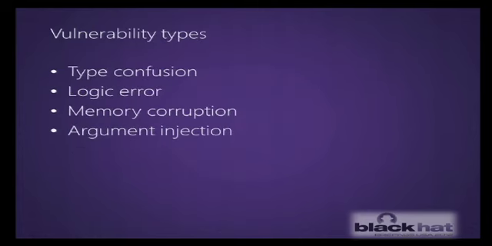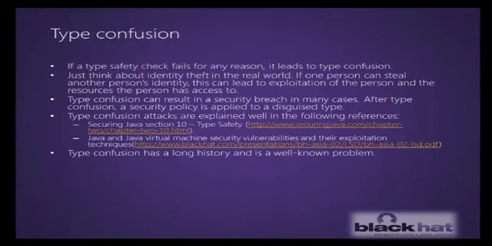So if you just categorize all those vulnerability types for Java, overall you can see 4 different types. So the first one is type confusion. This one is the vulnerability that is related to type safety that we just talked about. So type confusion means the situation where type safety is not working. So if type safety fails, it is type confusion.